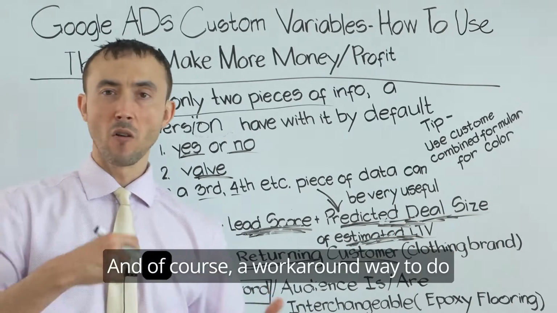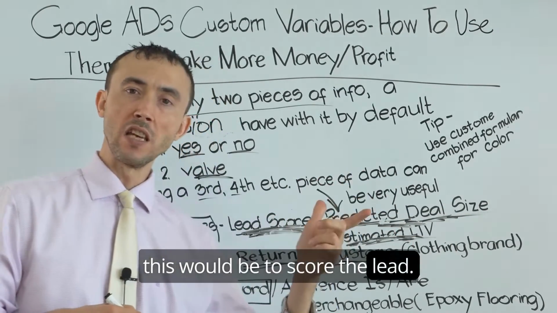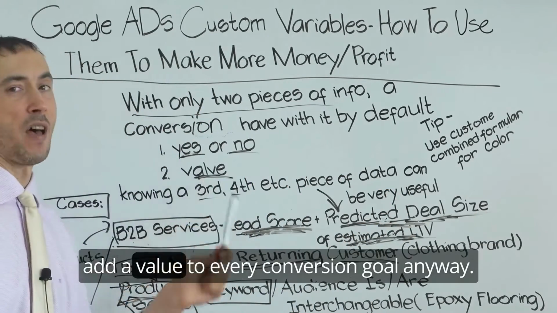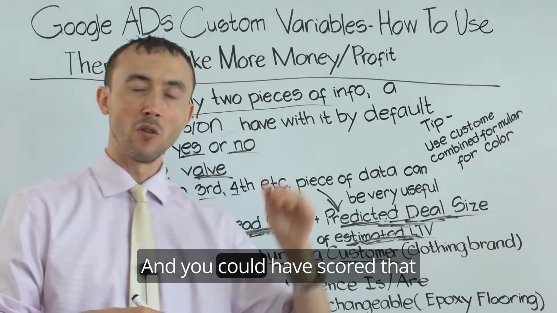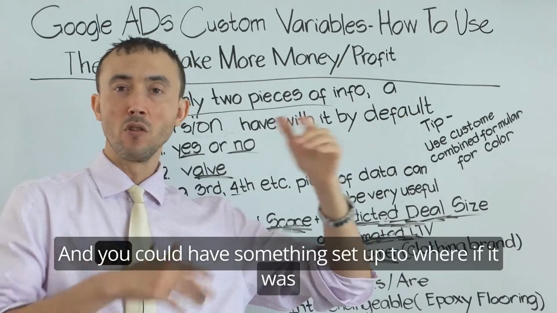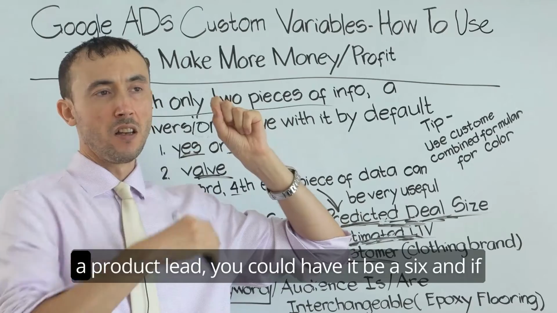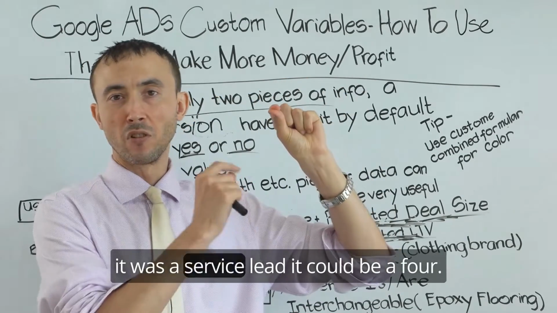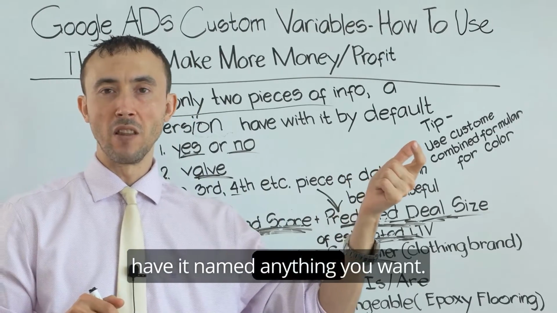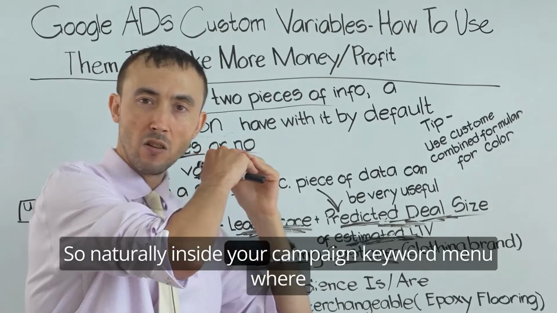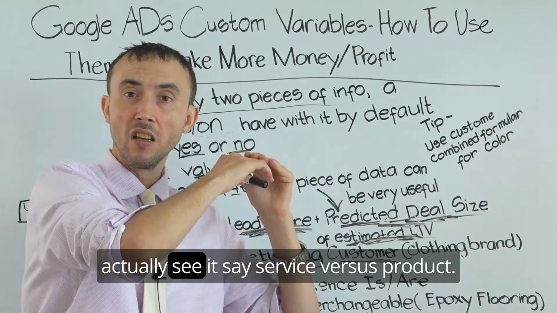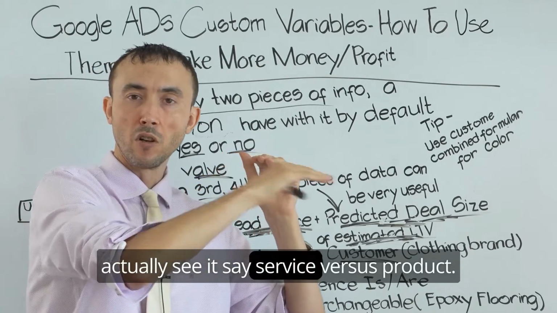And of course, a workaround way to do this would be to score the lead. Going back to what I said before, you can add a value to every conversion goal anyway, and you could score that lead between 1 and 10. You could have something set up to where if it was a product lead, it would be a 6, and if it was a service lead, it could be a 4, but it's not very clean. Whereas with custom variables, you can name it anything you want. So naturally, inside your campaign and keyword menu, if you split rows, you'll be able to actually see it say service versus product.